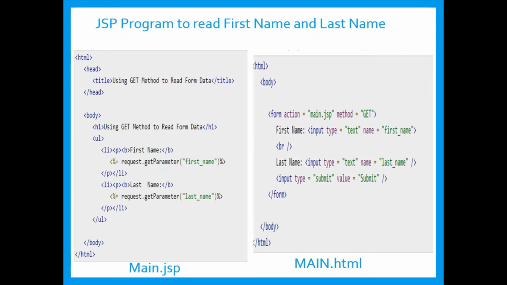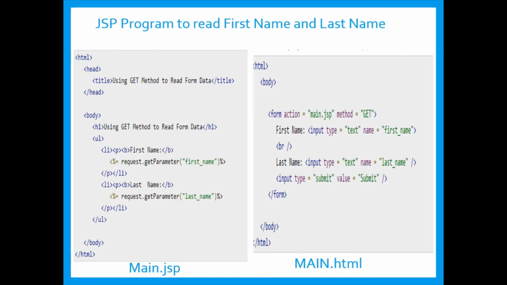Now the Java server page JSP code has to read the parameter values which have been passed by the client. In order to read the parameter value from the client, the JSP makes use of the getParameter method. The getParameter is a method belonging to the class HttpServletRequest, where request is an object of HttpServletRequest. With the help of the request object, I am calling the getParameter method, which takes one argument, that is the name of the parameter of type string.